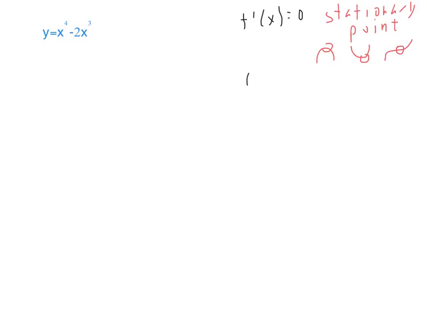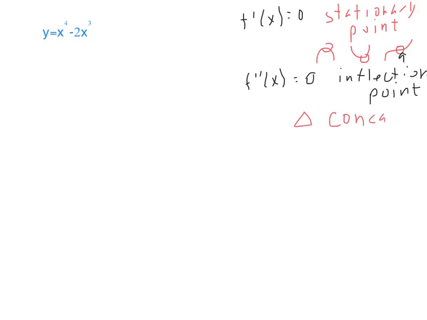Okay, we've learned that the second derivative equal to 0 always gives me an inflection point. Okay, now if the second derivative is 0 and the first derivative is 0, then you get a horizontal inflection point. If the second derivative is 0 but the first is not, then it's just a normal inflection point. Now what does the inflection point mean? Inflection point means a change, or delta, change in concavity.